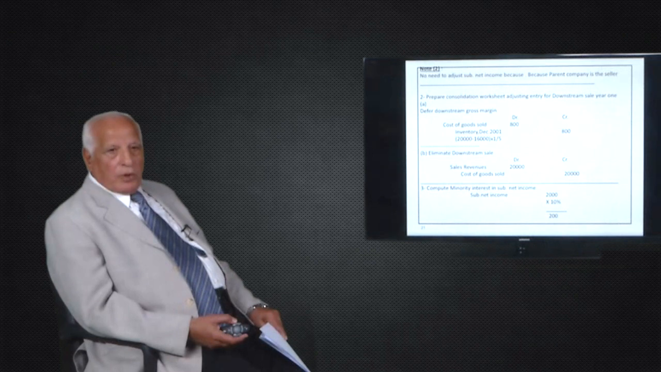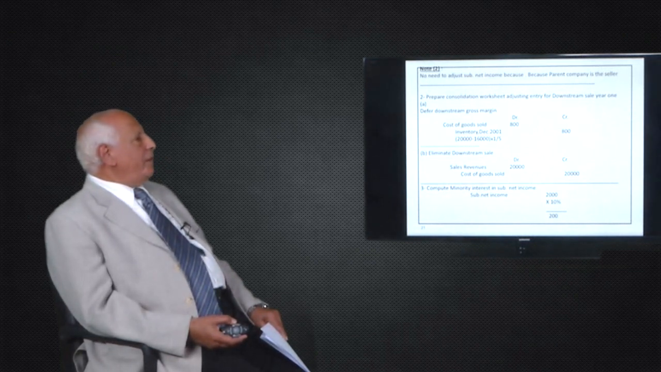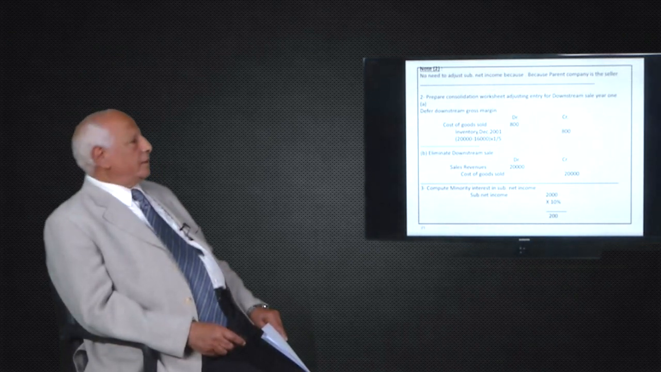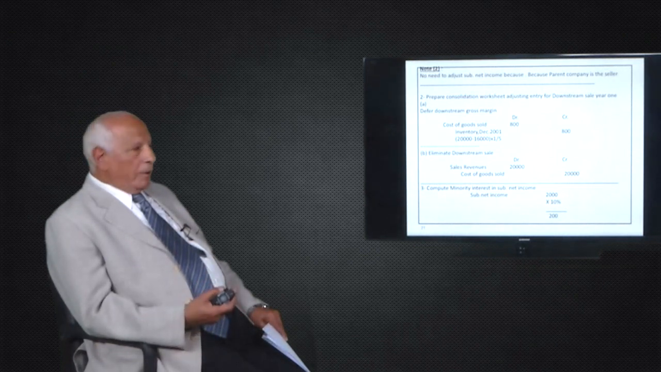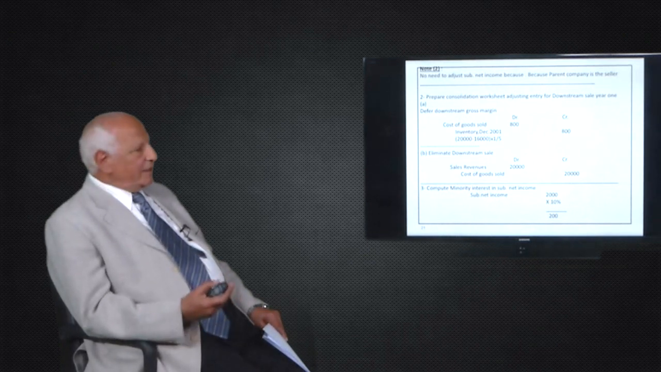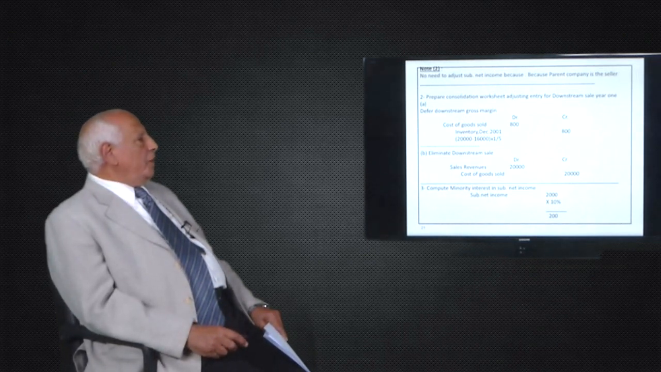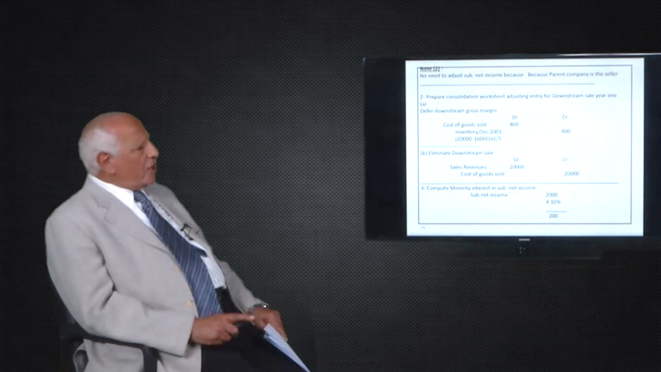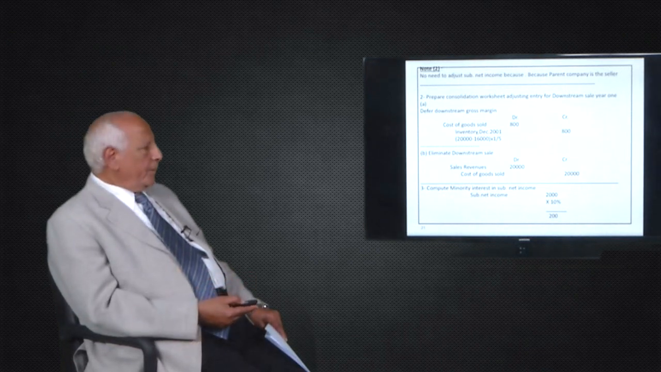Also, what do you need to do? You need to eliminate the downstream sale: sales revenues debit, and cost of goods sold credit. I go back again to example 1 and example 3. See what's the difference between example 1 and example 3. When you come to minority interest in sub net income, you take the same number, 2,000, no adjustment. 2,000 sub net income multiplied by 10% gives you 200. Okay?